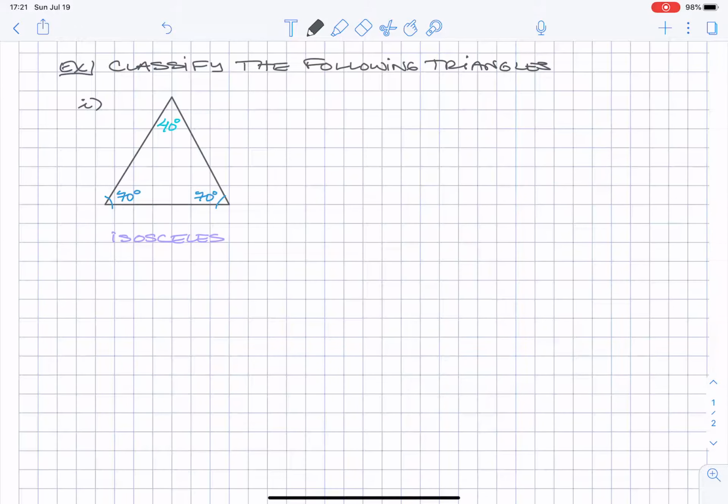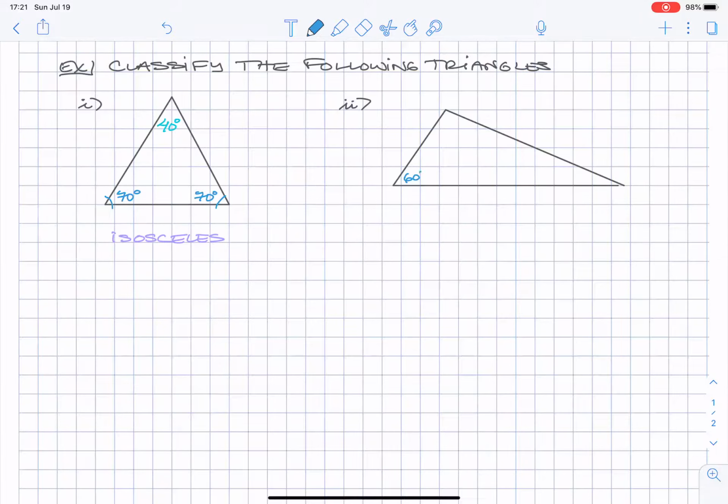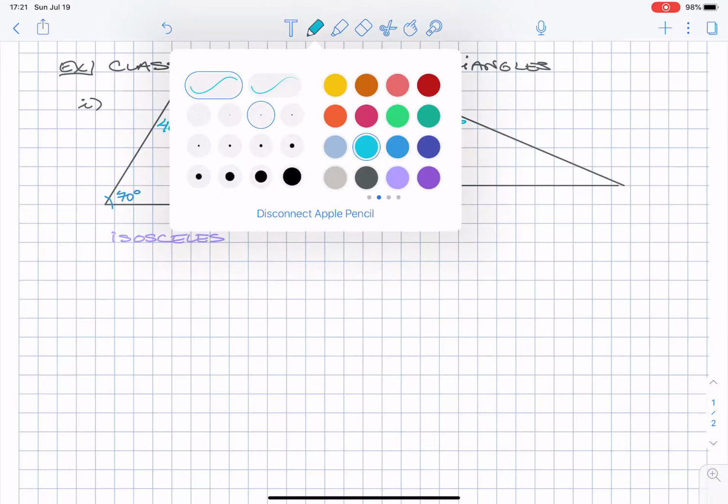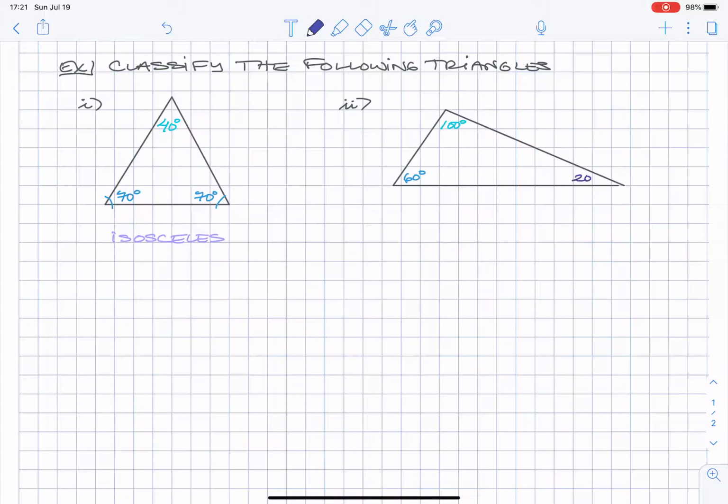Okay, number 2, let's say we have a triangle. Kind of looks like so, something like this. And let's say that we have 60 degrees here, 100 degrees up here. So that's 160. So in order to get to 180, what's left is 20 degrees. So all three angles are different.